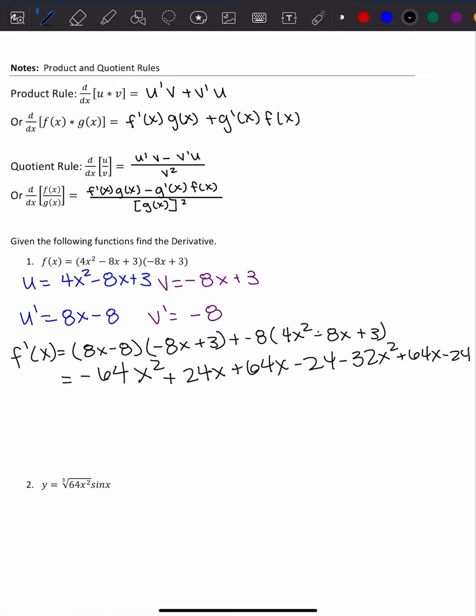So now we're just going to look for things that are common. I have a lot of negative x squareds, so if I combine these, I have negative 96x squared. I have 64 plus another 64, so it's 128 plus another 24, so that's 152x, and minus 24 and minus 24, so minus 48. So if we were to simplify it, we would get something like this.